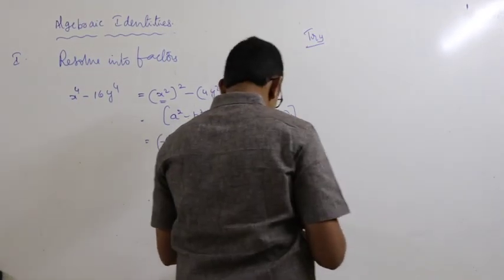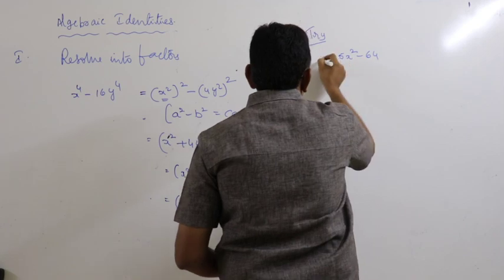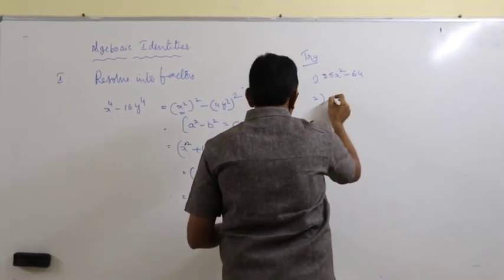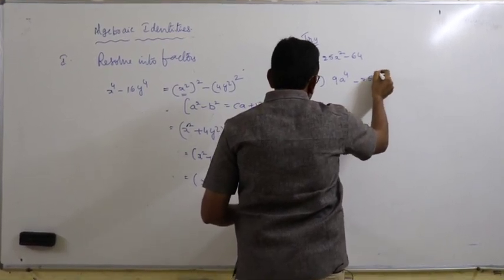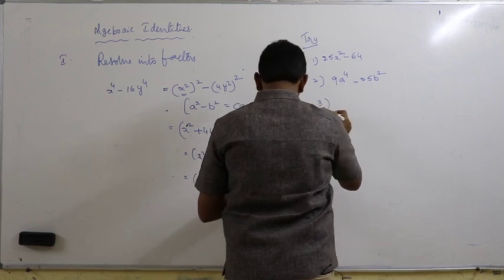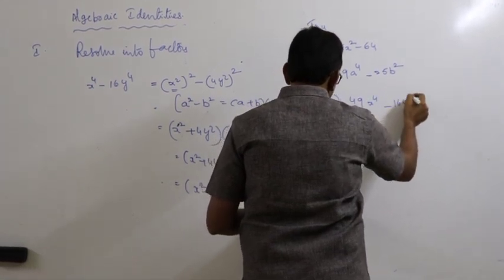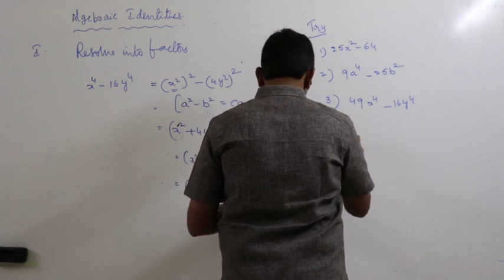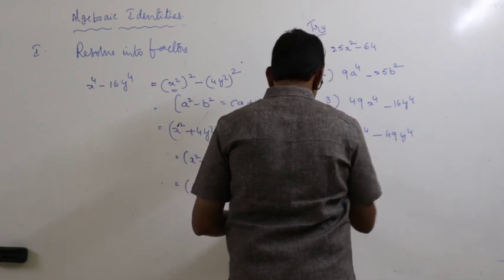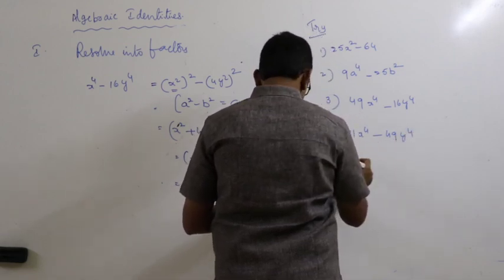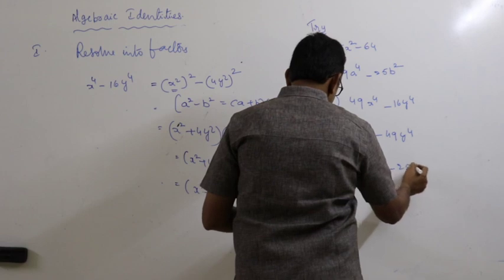Now we do some problems. 25x square minus 64. 9a power 4 minus 25b square. 49x power 4 minus 16y power 4. 81x power 4 minus 49y power 4. 81x power 4 y power 6 minus 25z square.